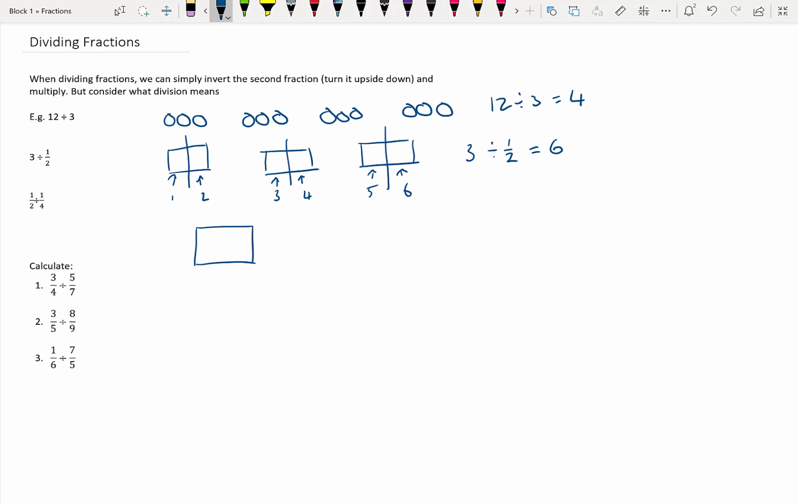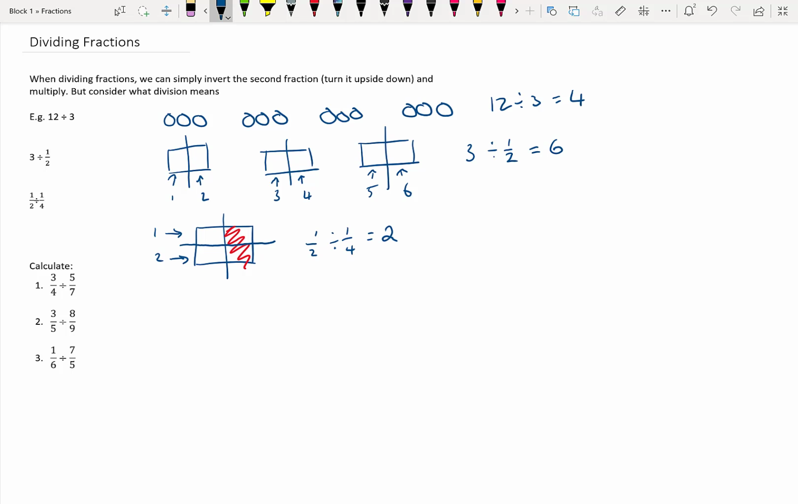Next one, it asks us to do a half divided by a quarter. So there we have my whole shape. Let's take half. We can ignore that side just now, and we want to split this into quarters. If I wanted to split it into quarters, that would be it there. Looking at my half, how many groups do I have? I've got 2. There's one there, and there's one there. So when I did a half divided by a quarter, my answer there was 2.